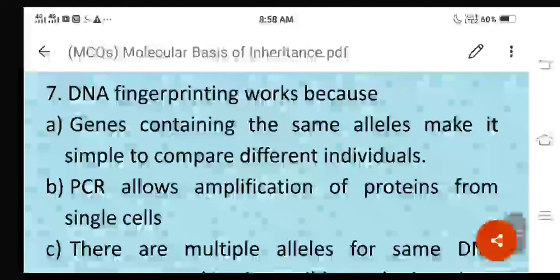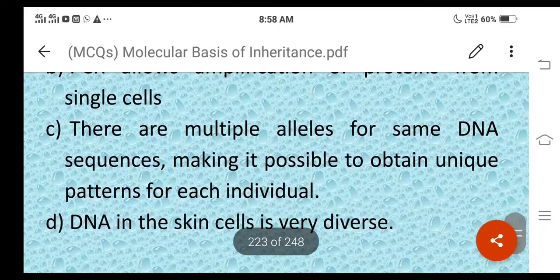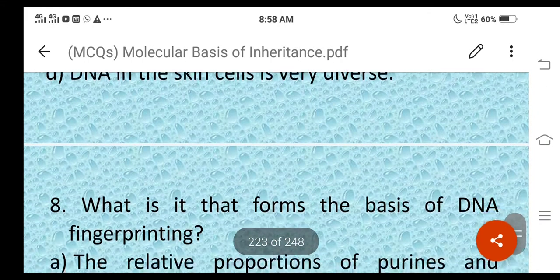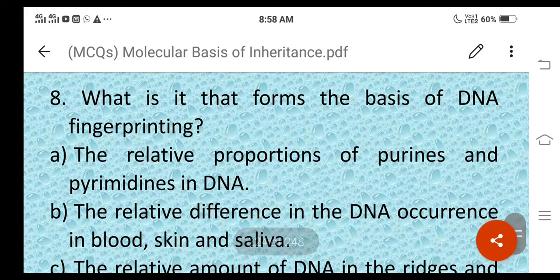DNA fingerprinting works because option C is the correct answer, right? And let us move on to the next question. Question number 8. What is the question here? What is it that forms the basis of DNA fingerprinting, right?